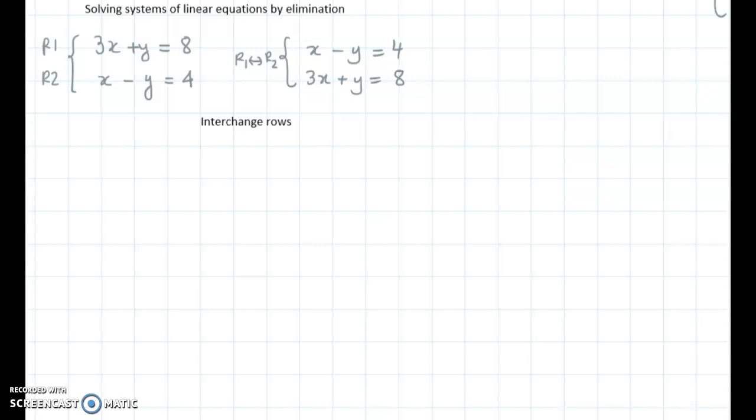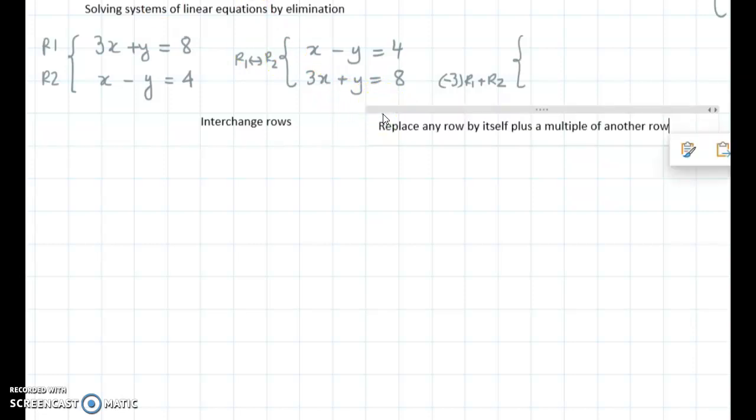Now I'm going to replace the second row by the row itself plus negative 3 times the first row. Let me write what I'm doing over here. So I'm going to write negative 3 multiplying row 1, and that's what I'm going to add to row 2 to obtain my new row 2. This is another one of the legal moves we can take. So let me write it over here. I replace any row by itself plus a multiple of another row.